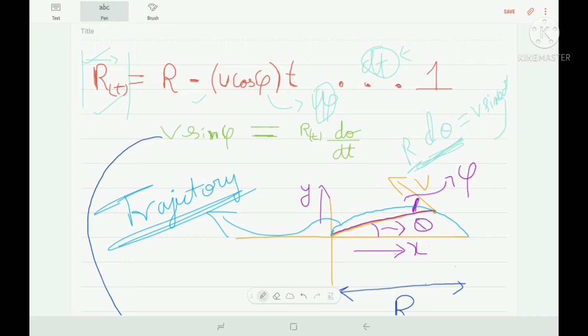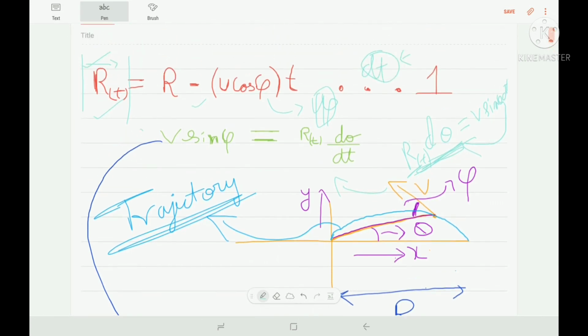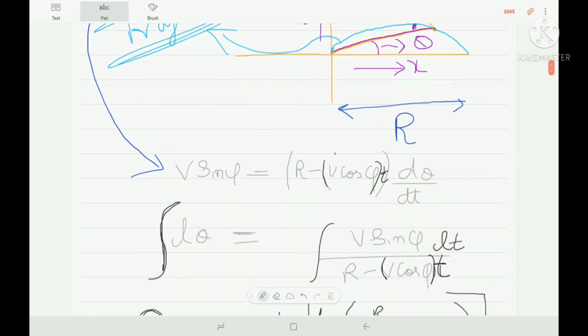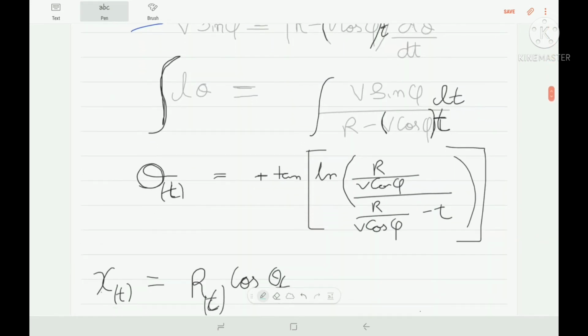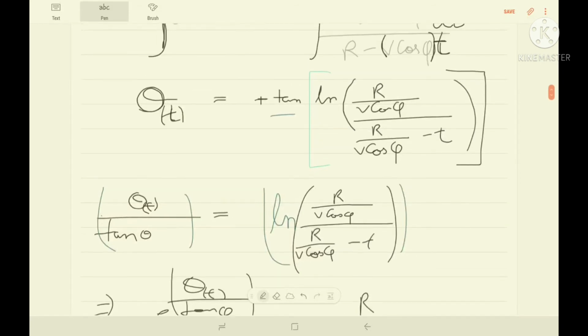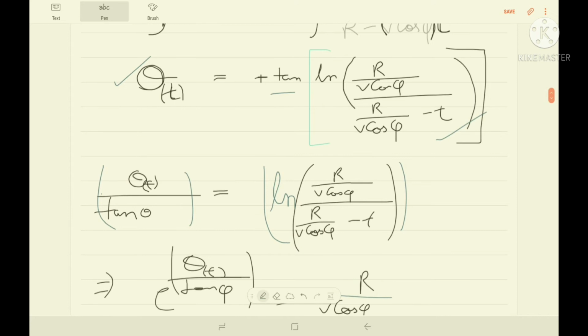Now bring dt over here, and what you have found is this little equation that you see right here. So this equation is done. Now plugging in the value of r as a function of time into this equation and solving it yields theta as a function of time as this function. So after getting the value of theta as a function of time, we can substitute time as a function of theta.